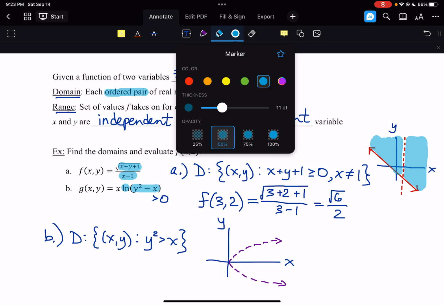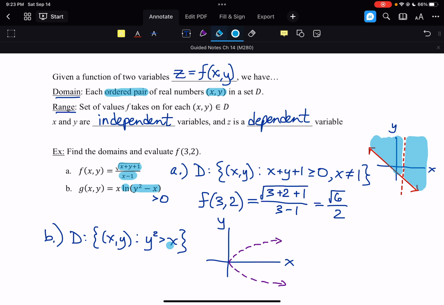And then the inequality tells us, if we picked a point in here, if x is 1 and y is 0, that doesn't satisfy this inequality. But if we pick a point like up here or down here, it does. So if we pick x is 0 and y is 1, that does satisfy it. So all of the points in the domain are the ones out here. Everything outside this curve falls into the domain of this function.